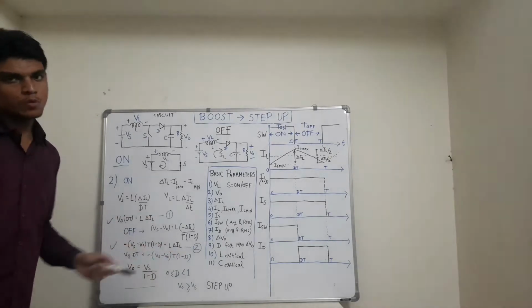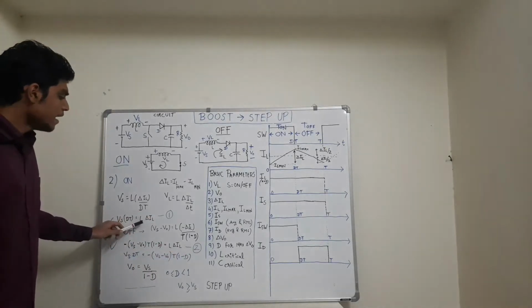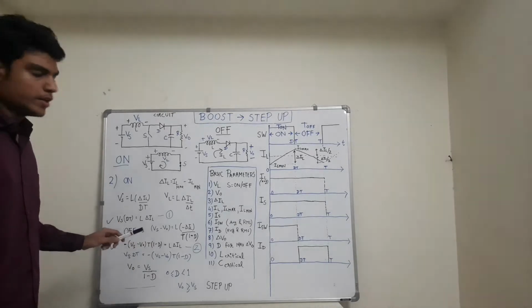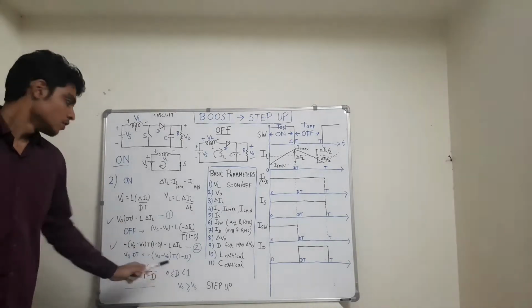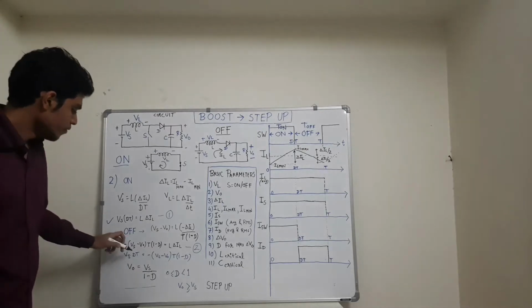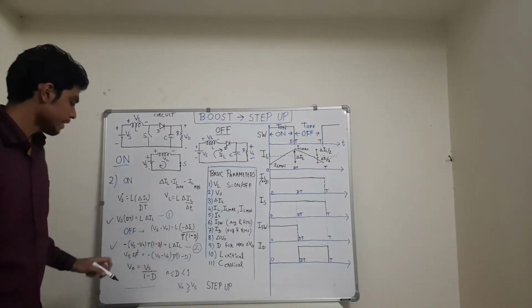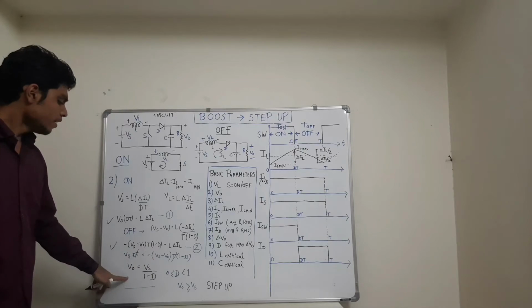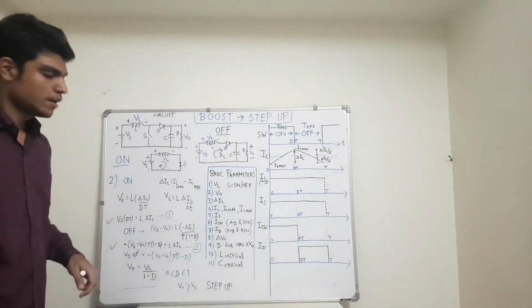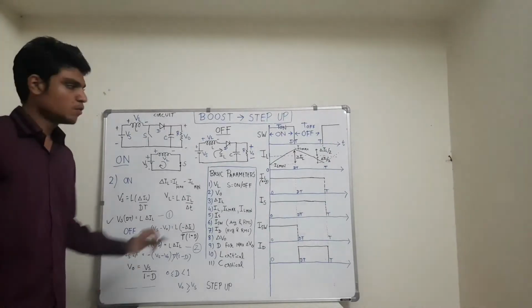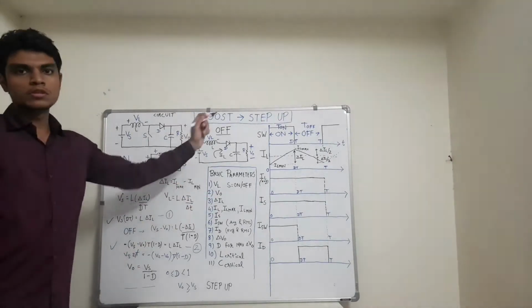Now from 1 and 2 we can see that the L into del IL term is common, so we can equate these two. Solving this equation, in which T gets cancelled, we finally get V0 equals Vs divided by 1 minus D, and that is the standard output voltage equation of the boost converter.